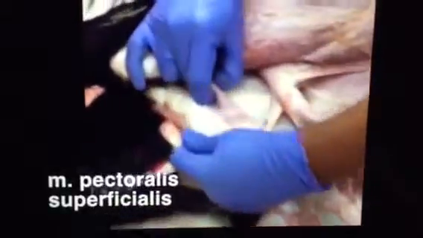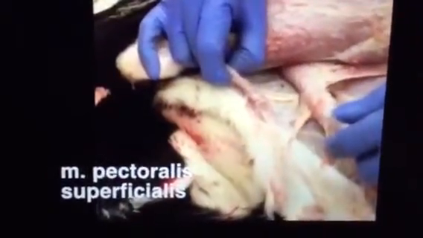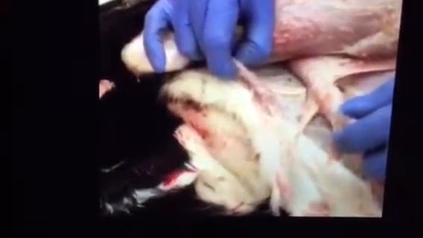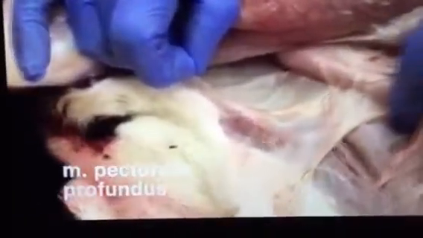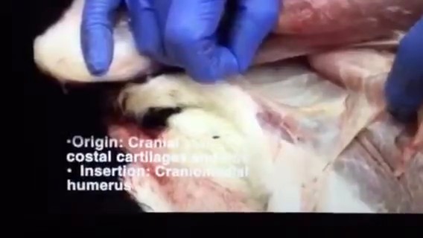The pectoral muscles originate at the cranial sternum and costal cartilage and ribs. They are inserted at the craniomedial humerus. Their function is limb adduction.